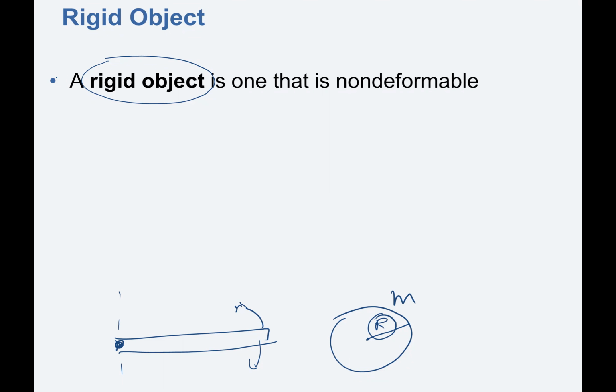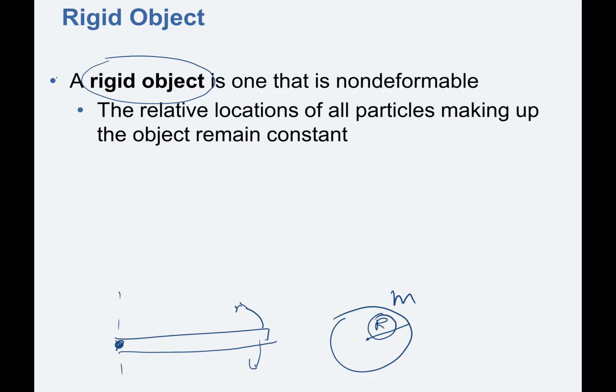So that's why the rigid object is one that is non-deformable, because when it deforms, the rotation is much, much more complicated. So we don't have some kind of deformation and things like that in our problem. All right, so the relative location of all particles making up the object remain constant. That means, for example, this is a meter stick, which you can think of as one object, but technically a meter stick is a combination of trillions and trillions of mass particles, right? So that's why we can say that the relative location of all particles making up the object remain constant, okay?